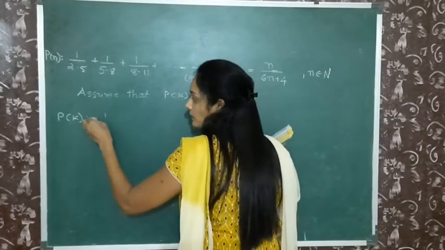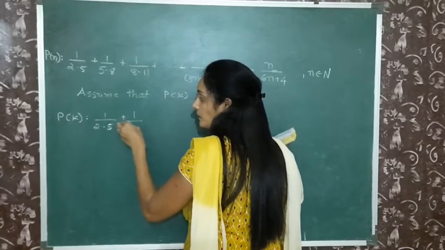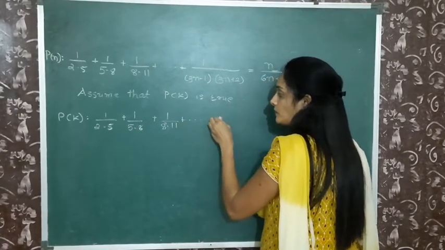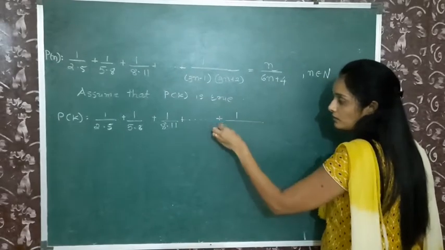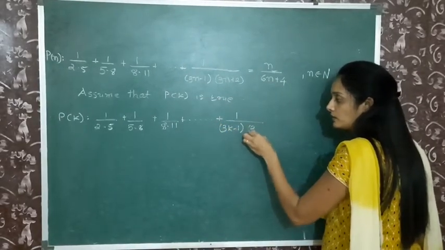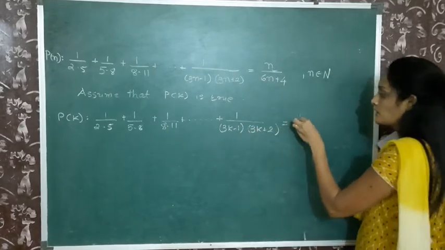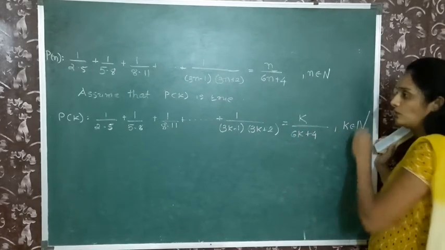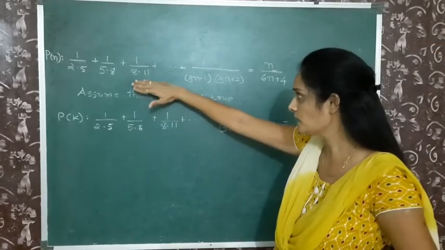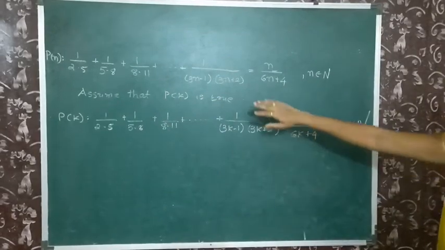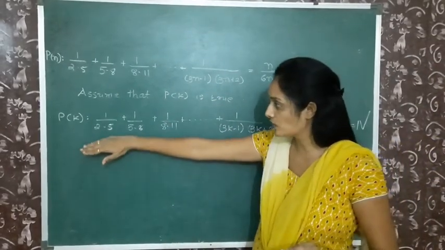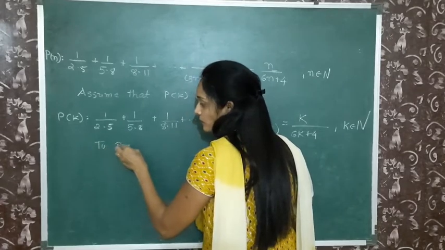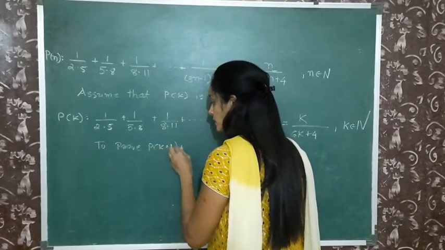So we can write 1 upon 2 into 5 plus 1 upon 5 into 8 plus up to plus 1 upon (3k minus 1)(3k plus 2) is equal to k upon 6k plus 4, where k belongs to N. That means we assume that the given statement is true for some k. Now we have to prove that by using P of k is true, P of k plus 1 is true.